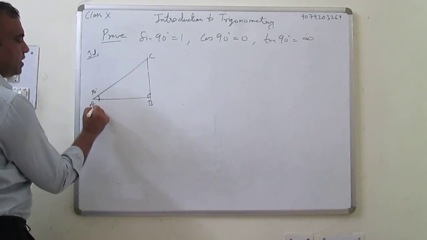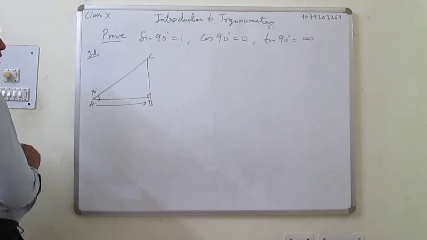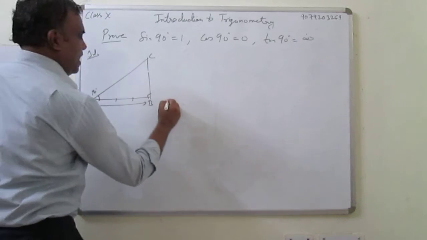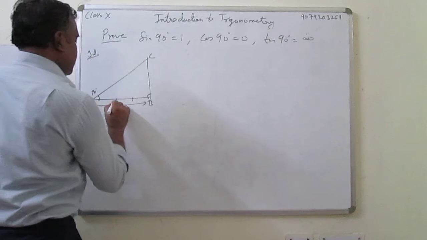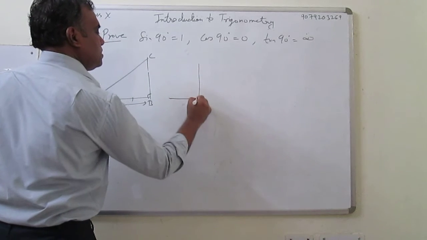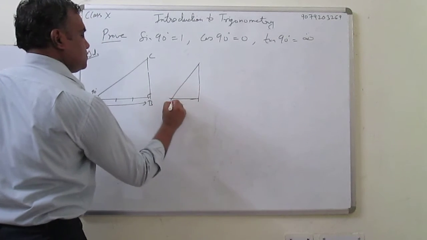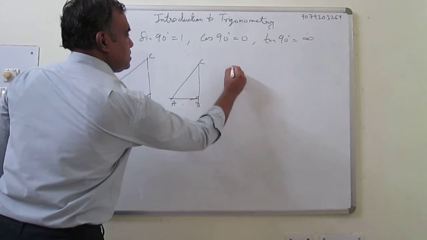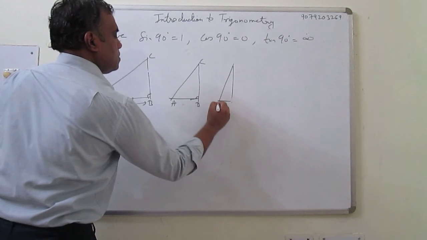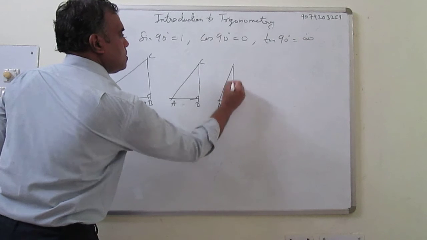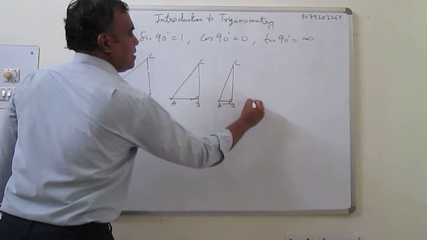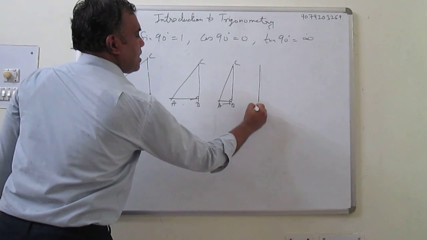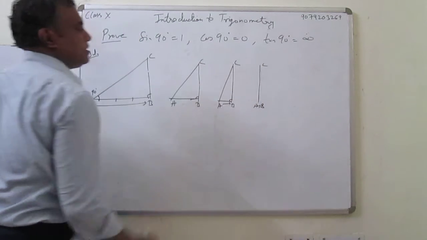When does it become 90 degrees? When it reaches B. First it will come here, then it will come here, then the position is like that. It will come here, it will look like this. A, B, C. And finally it will come here, it looks like this. A comes at B, C is as it is.